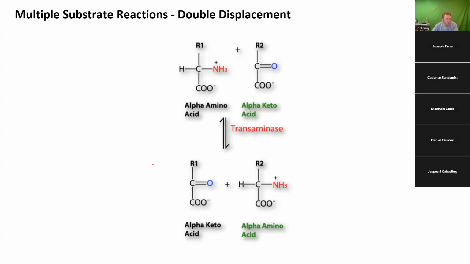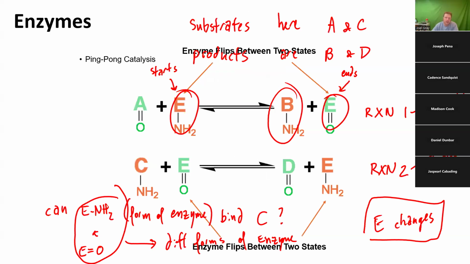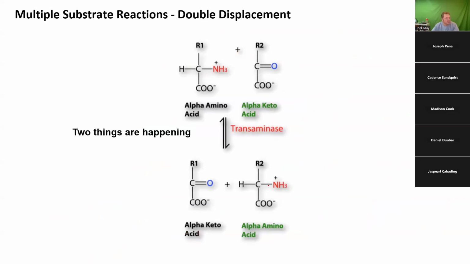Would there be competition between B and C, or we do not have to worry about that? There would be, but that's ultimately going to be based on the concentrations. But for our purposes, we don't really need to stress about that because we can kind of look at this. Okay, well, it's going in this direction. E, our enzyme, is going to change a little bit. So the enzyme switches what it was bonded to. Yeah. E NH2 versus E carbonyl oxygen. Yeah.